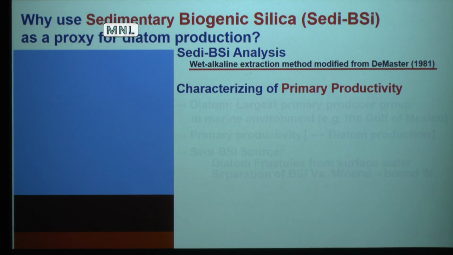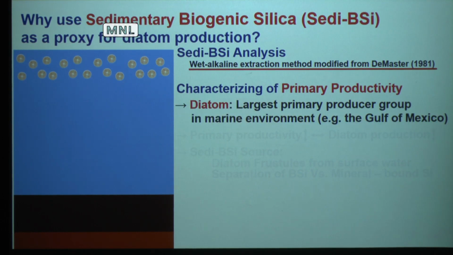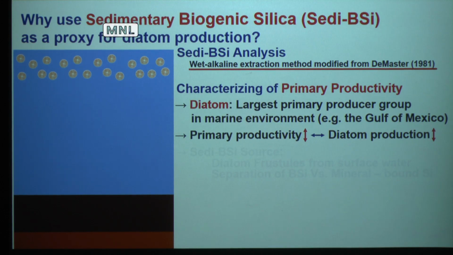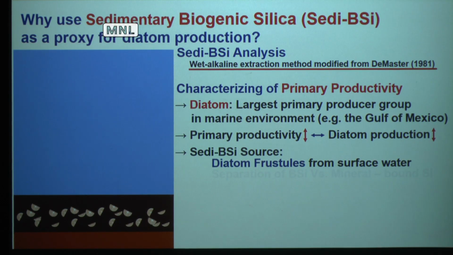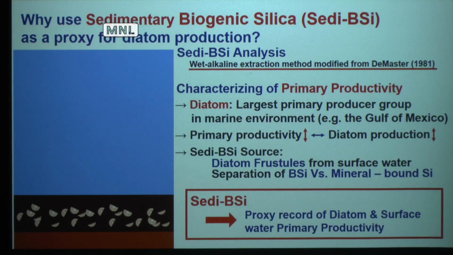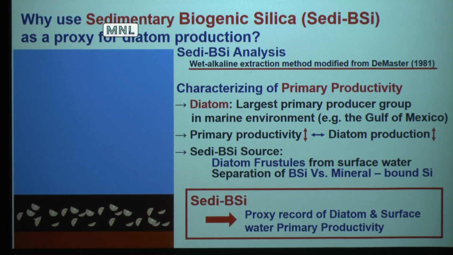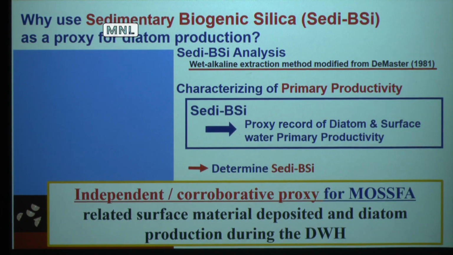And also, sedimentary biogenic silica can characterize the primary productivity. This is because diatom is the largest primary producer group in the marine environment, including the Gulf of Mexico. So the variation of primary productivity is consistent with the variation of diatom production. And also, the primary sedimentary biogenic silica source is diatom frustules from the surface water, and the biogenic silica in sediment can be separated from the mineral-bound silica. So sedimentary biogenic silica can be a proxy record of diatoms and surface water primary productivity. And so I measured the sedimentary biogenic silica for this research. It is expected to be an independent and corroborative proxy for the MOSFET.